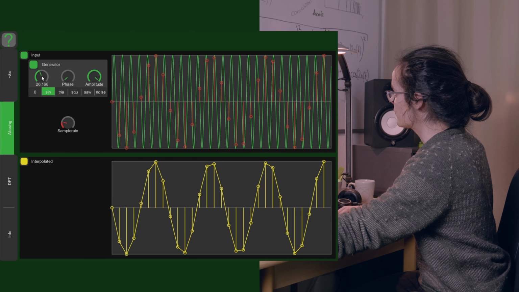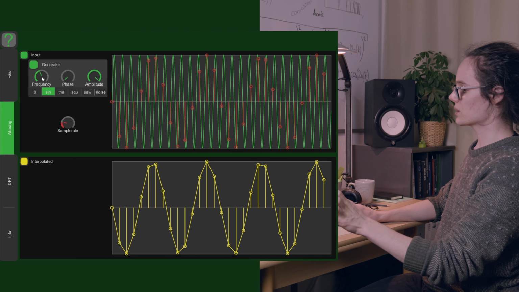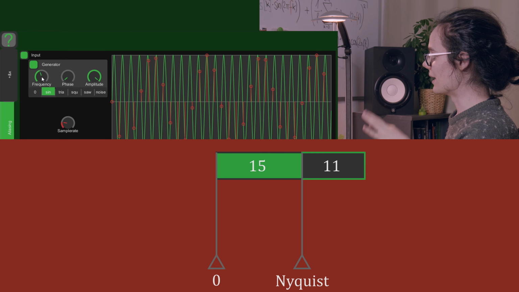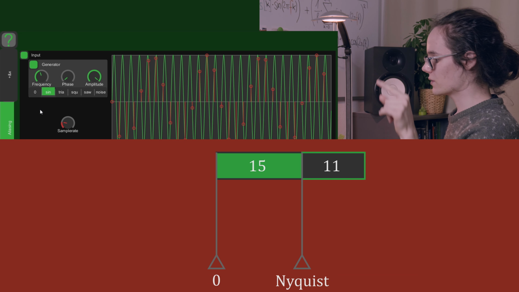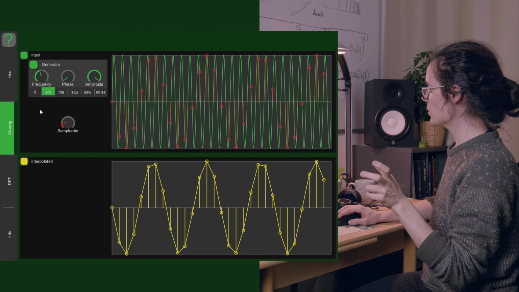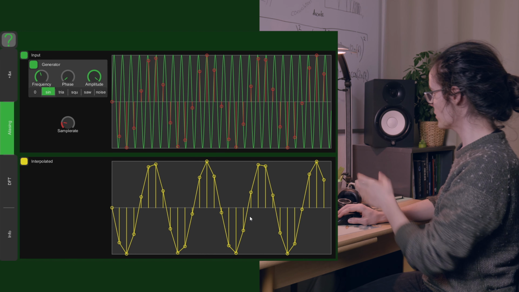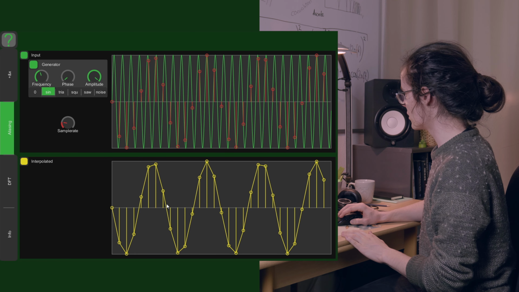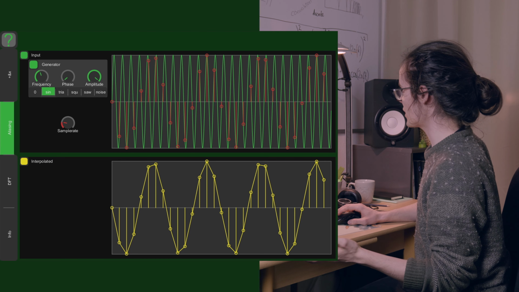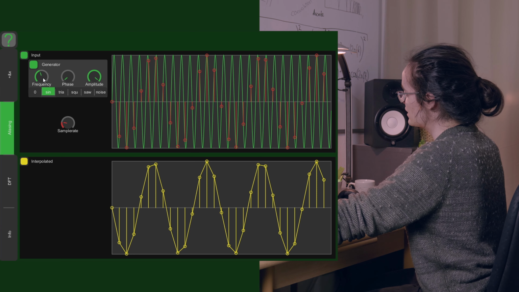So for example, if we set this frequency to 26 exactly, 26 goes above the Nyquist frequency of 15 by 11. So we have to mirror that. So 15 minus 11 gives us 4 again. So down here we get a signal with a frequency of 4. Let's count the periods. 1, 2, 3, 4. That matches up perfectly. Okay, but now what happens if we push that frequency even further?